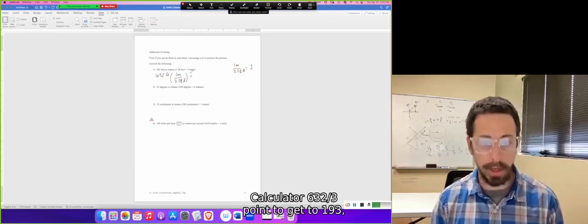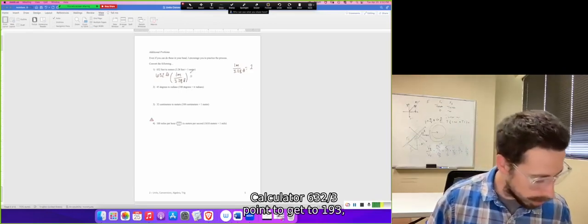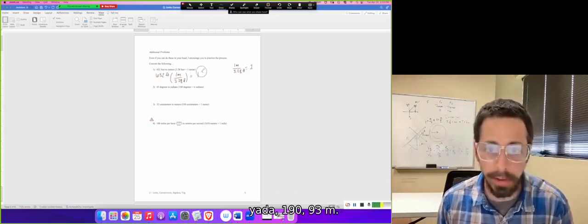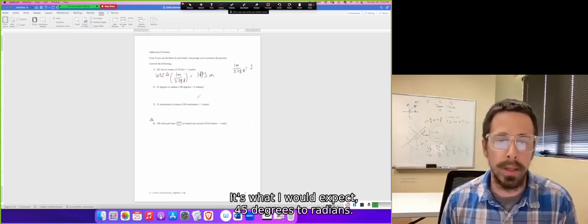Calculator, 632 divided by 3.28 gets you 193, right? Dot, dot, dot. 193 meters. Okay, a smaller number is what I would expect.